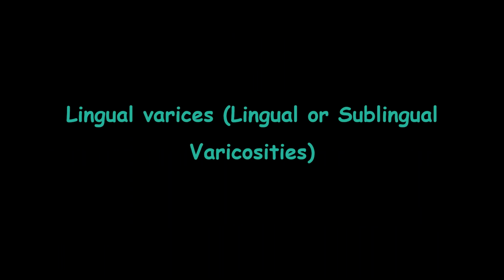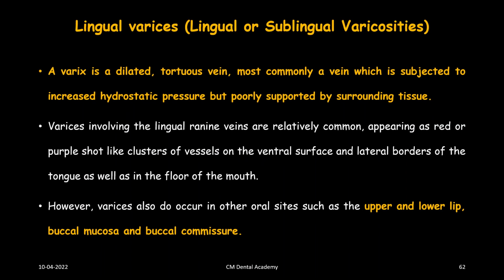Lingual varices. Varix is a dilated tortuous vein, most commonly a vein which is subjected to increased hydrostatic pressure but poorly supported by the surrounding tissue. Involving the lingual veins and relatively common, it appears as red or purple, snake-like clusters of vessels on the ventral surface and the lateral borders of the tongue as well as in the floor of the mouth.